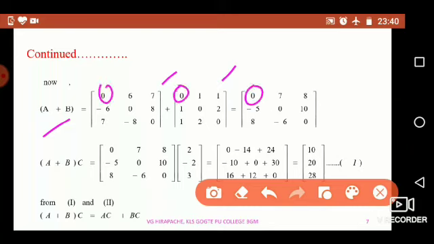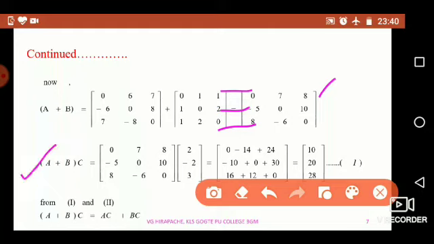We get 0 in the first row, first element. Then we have 6 plus 1, that gives 7, and then 7 plus 1 gives 8. Similarly, we can add the corresponding elements of the second row and third row. Then we have the resultant matrix A plus B containing the elements in the first row 0, 7, 8. Second row elements are minus 5, 0, 10, and the third row elements are 8, minus 6, 0.